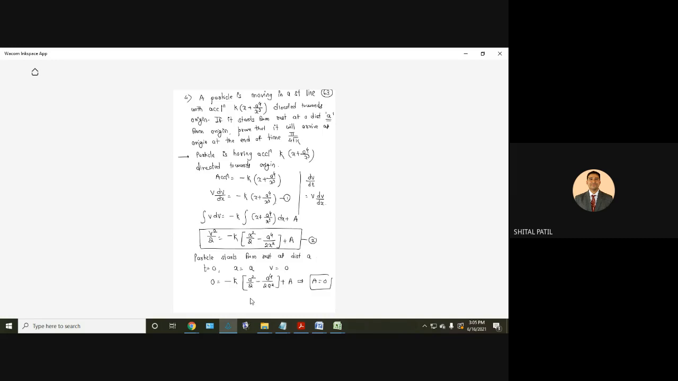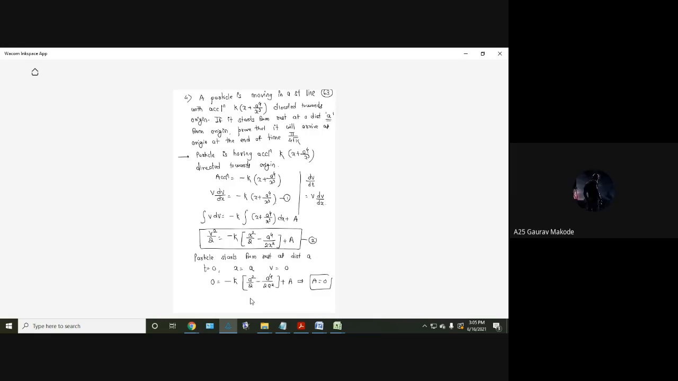Let me go through the next page. Have you written this? Yes, sir. Write it. So in fact, we are solving the differential equation twice. And actually, it is a second order differential equation. If we substitute d square x divided by dt square.